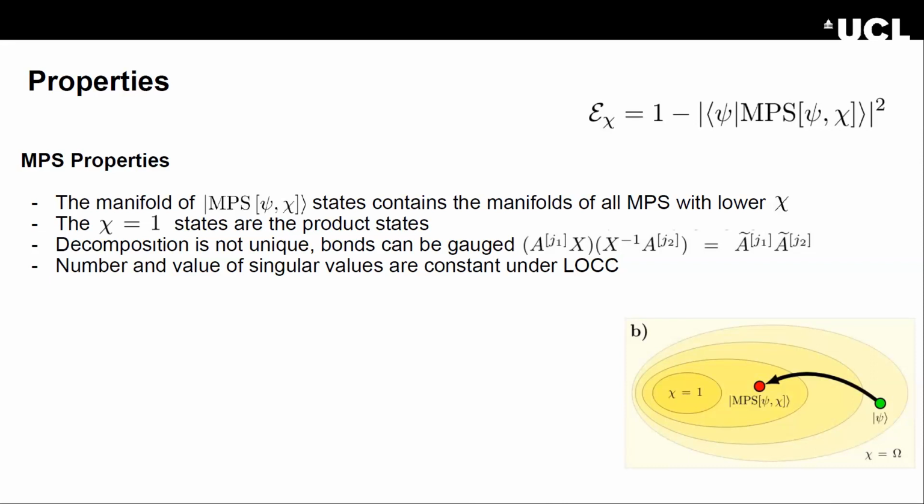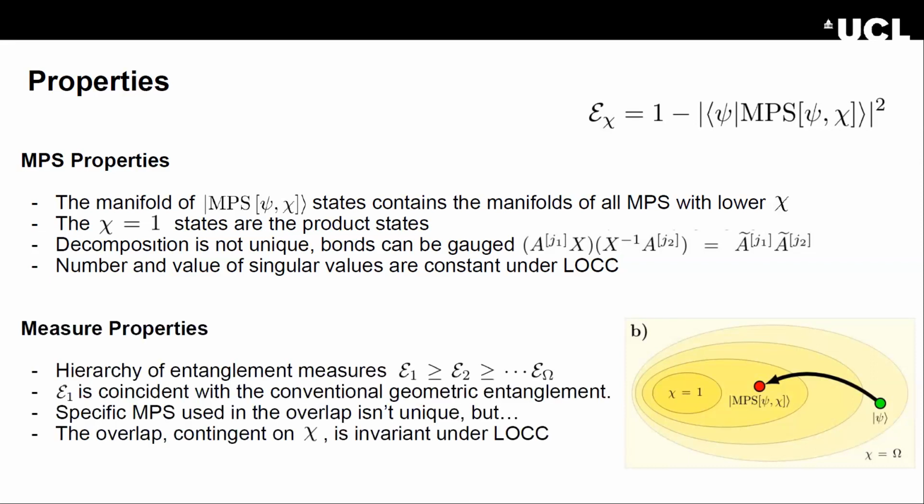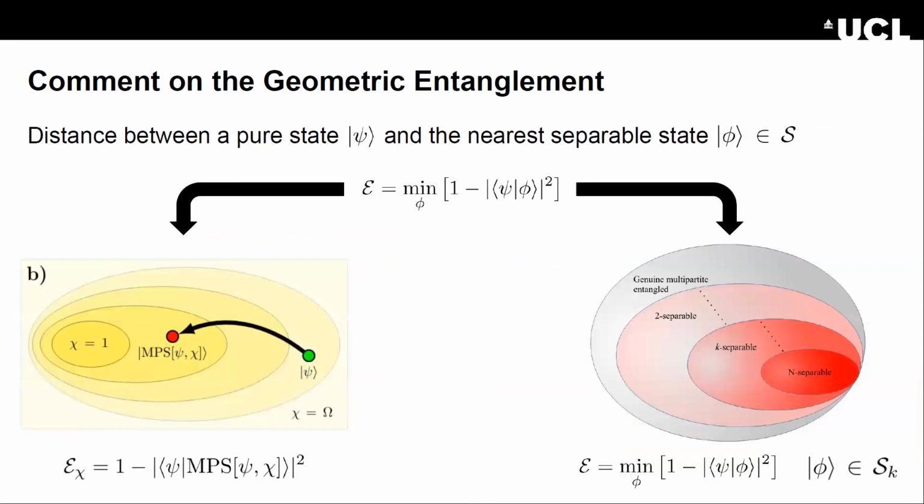So these properties of matrix product states lead to corresponding properties in our measure. Again, I'm not going to go over it in too much detail in this talk. I mostly just want to present the broad strokes, and if you want to talk about it, I'm very happy to chat throughout the week. And this is the comment on the geometric entanglement.